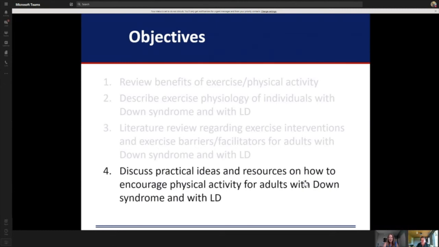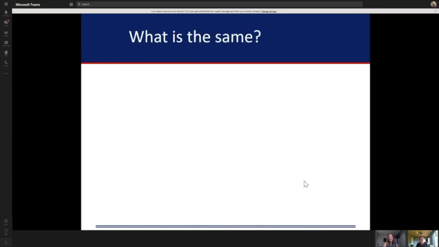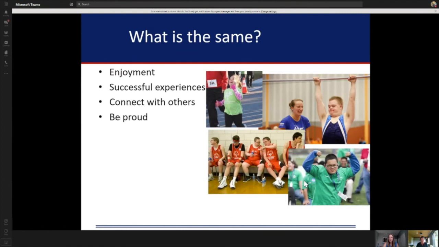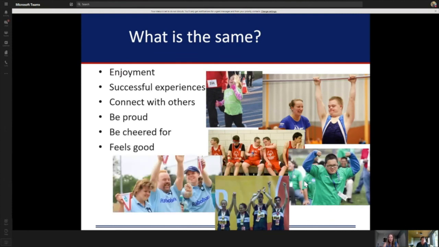I think this is really the practical part. I think a lot of the good suggestions that people have shared are very much in line with some of those practical ideas and resources, but I wanted to share just so people have more resources to go to for inspiration. Brilliant, thank you. So what is the same with all those differences and barriers and facilitators? There's enjoyment, successful experiences, connecting with others, to be proud of your performance, to be cheered for. It feels good.